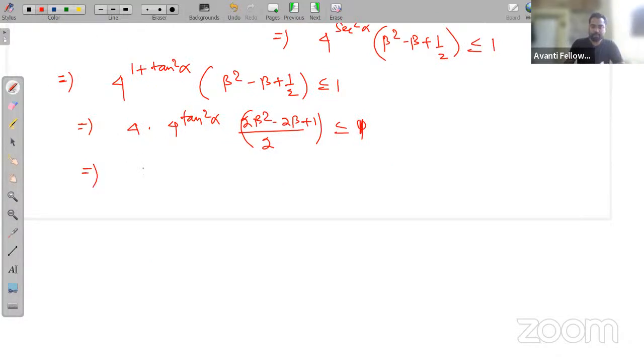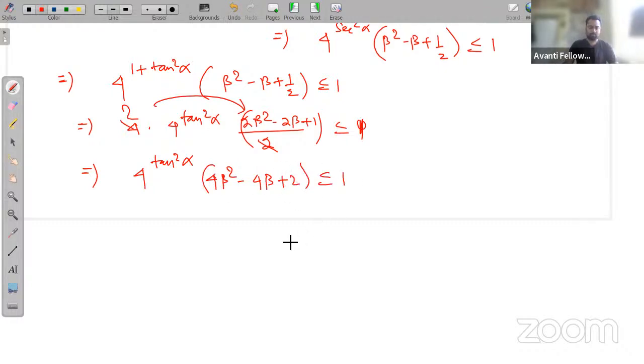So if we multiply, 4 to the power tan square alpha, 2 will be cancelled out here. If we multiply again 2 with this bracket, then this becomes 4 beta square minus 4 beta plus 2 is less than or equal to 1. Guys, this becomes less than or equal to 1. Okay, can you say tan square alpha is greater than or equal to 0 or not? Yes, because it is a perfect square. It is greater than 0.